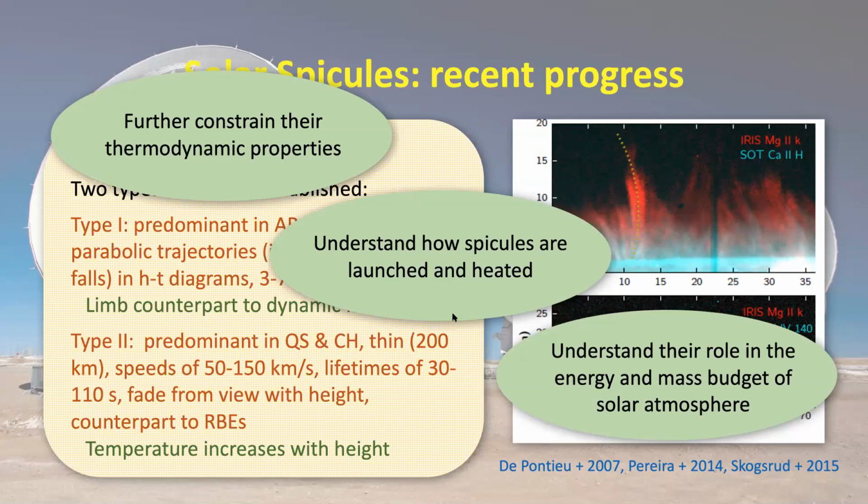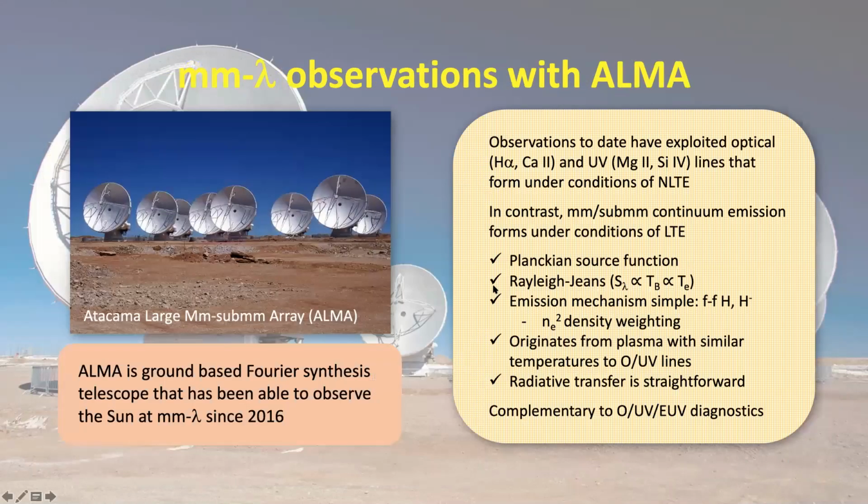So, millimeter observations. ALMA, for those of you, I'm assuming most of you have heard of it. It's the Atacama Large Millimeter Submillimeter Array. It's a ground-based Fourier synthesis telescope. That is, it measures the Fourier transform of the sky. It's been able to observe the sun since late 2016.